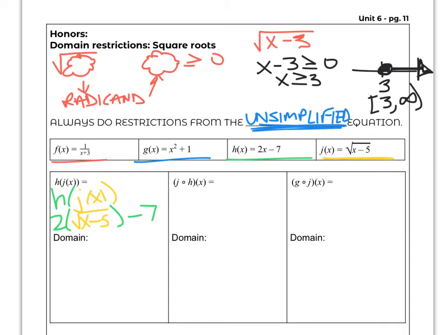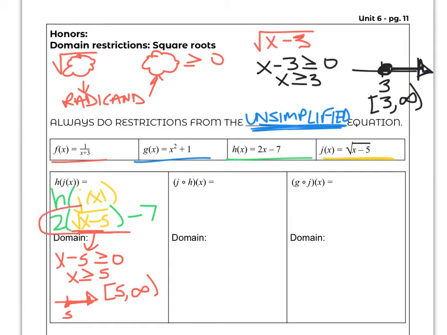But now I see I have a square root. So I need to take the radicand, x minus 5, and I need that to be greater than or equal to 0. X needs to be greater than or equal to 5. If you need a number line, here's what that looks like. So my domain is 5 to infinity. This means I can plug in any numbers from 5 to infinity to my final answer right there.